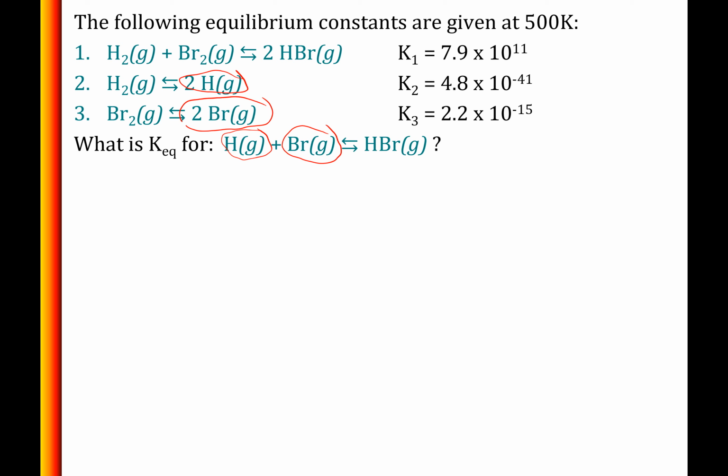Okay, so what can we do so that we end up with bromine and hydrogen by themselves on the left-hand side of the equation? We need to inverse this equation and this equation. So in other words, reverse them. Let's say reverse, not invert. That kind of doesn't sound right. Let's say reverse.